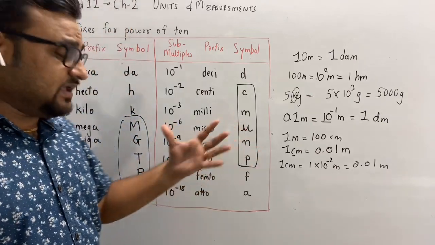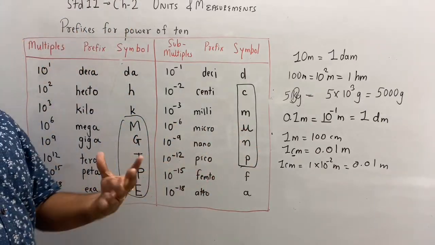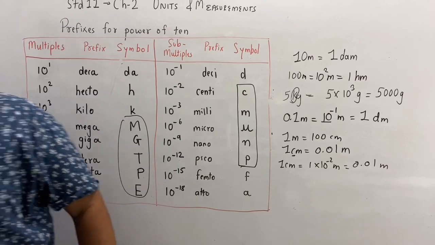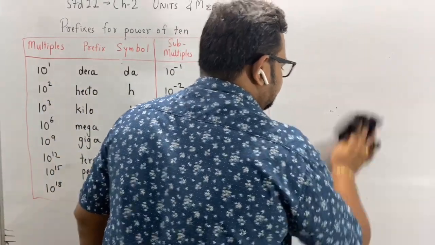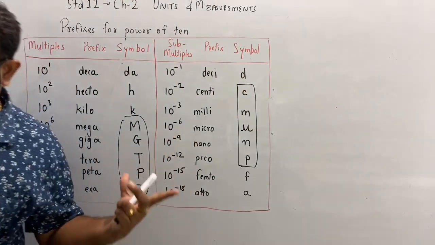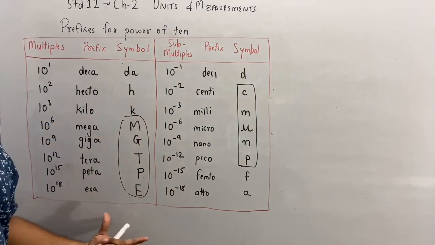Okay, now on the basis of these symbols, you will be asked some conversions. First just go through this table and note down this whole table.